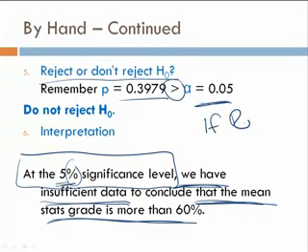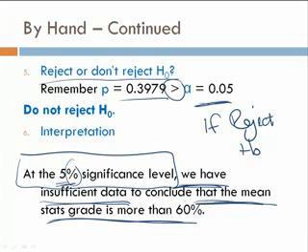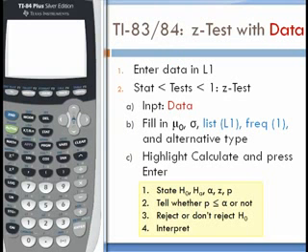If we had rejected the null hypothesis, then we would have exactly the same statement, except we would cross out "have insufficient data to," and so that would be gone, and we would say instead we can conclude that the mean stats grade is more than 60%. We can actually use our TI-84 calculator to do steps 3 and 4 of the hypothesis test, that computational part. Our calculator will just give us the z-value and the p-value, so let's go do that.